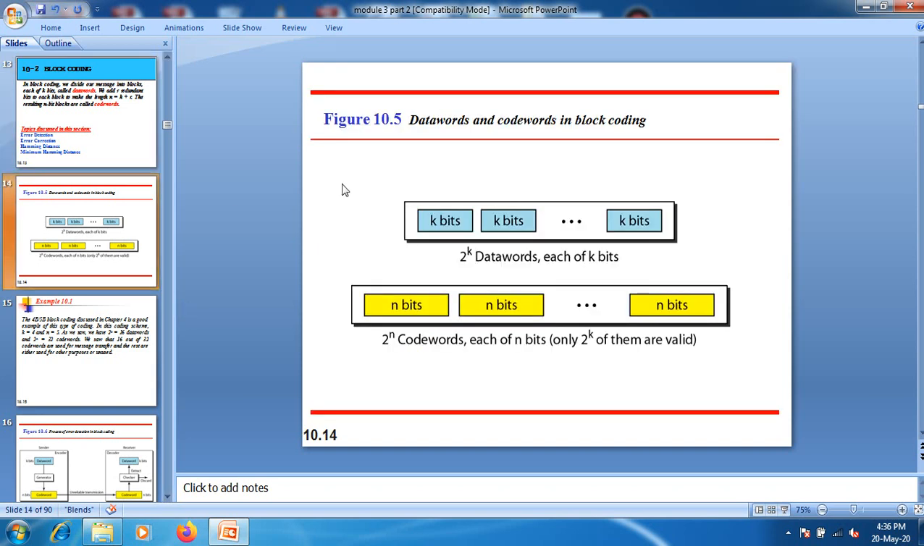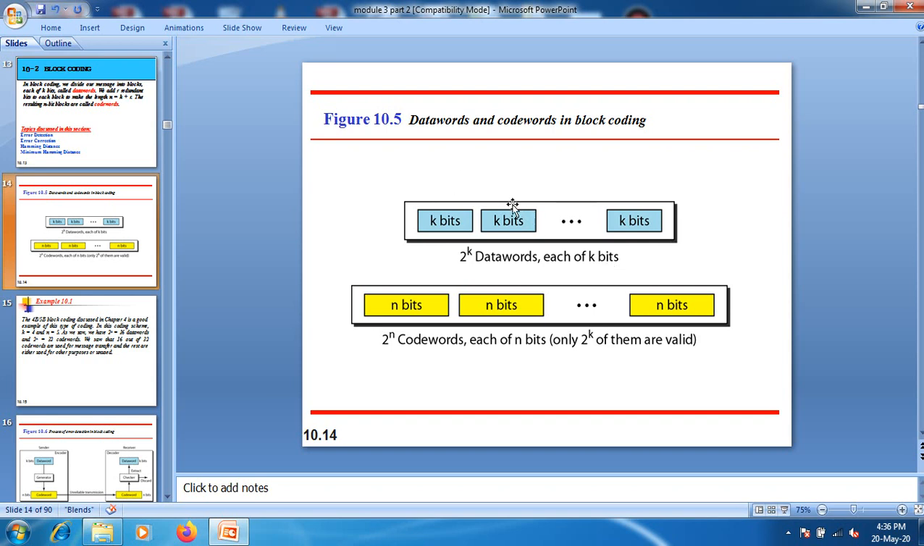Here we have a message m. That message m is divided into k-bit blocks here. With these k-bit blocks, we can generate around 2 to the power k different data words, each of k bits. Suppose you are using 4 bits, we are able to generate around 16 different values, starting from 0 0 0 0 to 1 1 1 1.